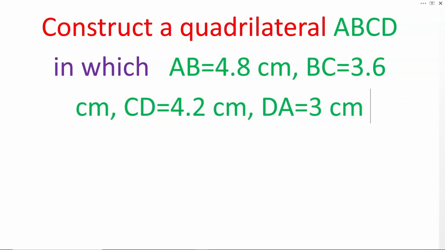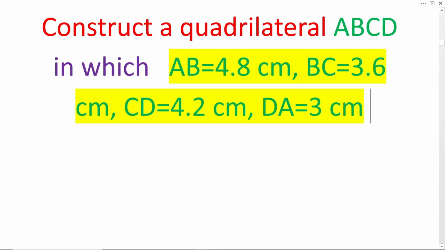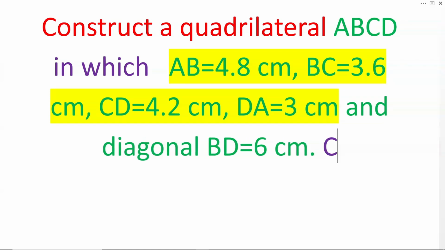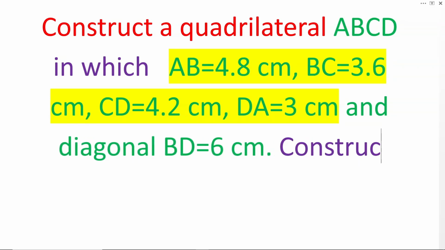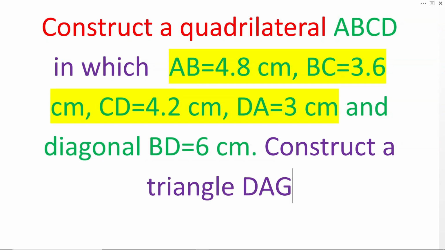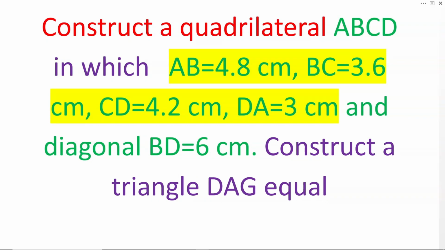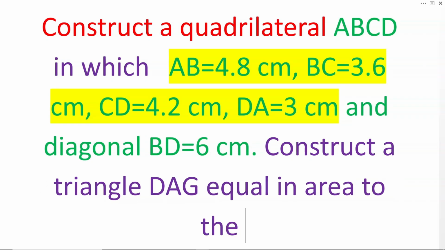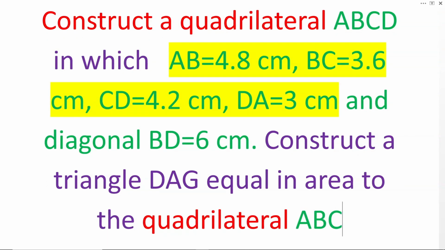Okay, we got the measurement of four sides. Further, we got the measurement of diagonal as well. And diagonal BD equal to 6 centimeter. Further, we construct a triangle DAG equal in area to the quadrilateral ABCD.